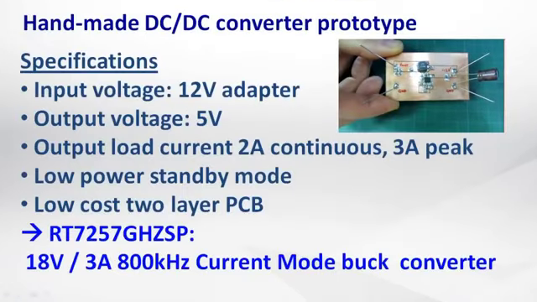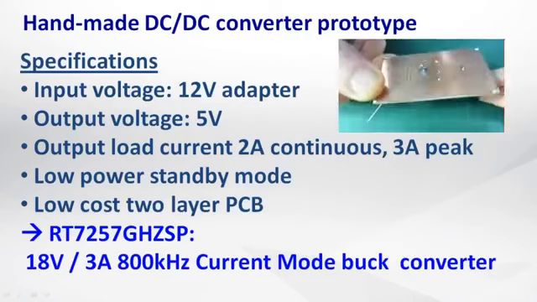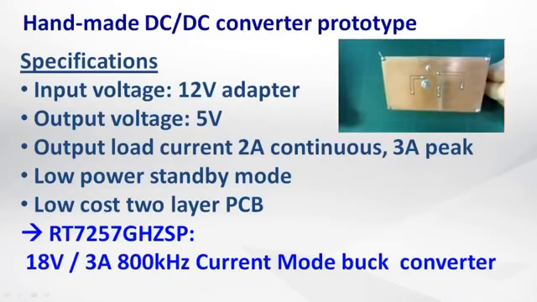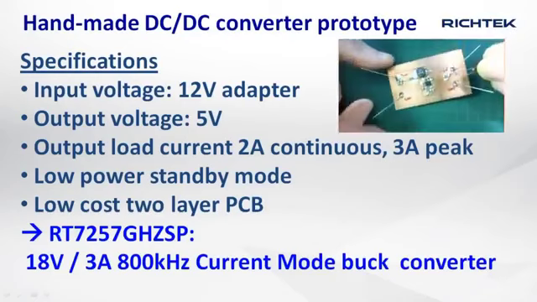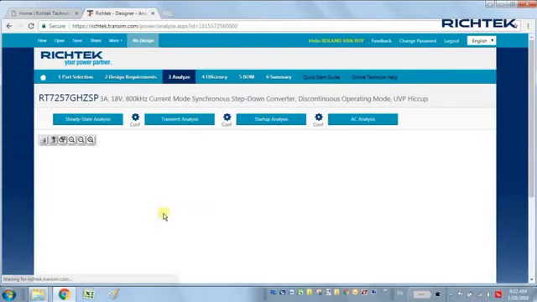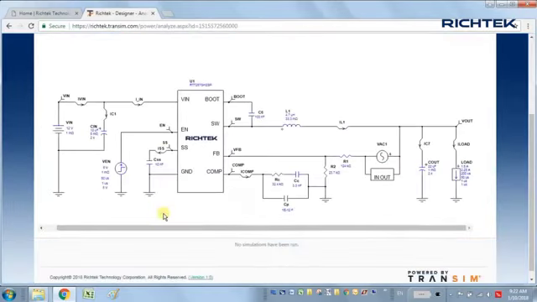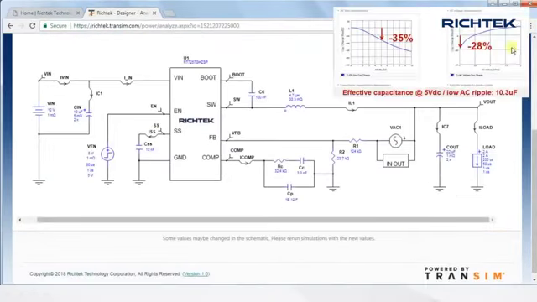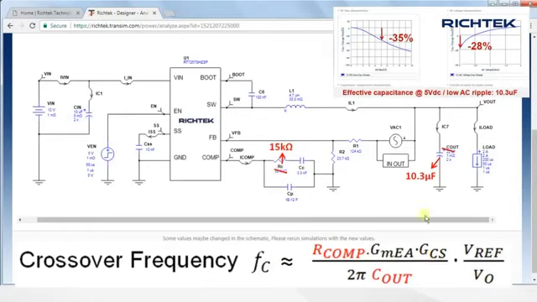Let's measure the loop gain and phase of the RT7257G 800 kHz 5 volt 2 amp buck converter prototype that I introduced in the previous video, where I used Richtek's designer to generate the schematics and showed you how to adjust the compensation gain with respect to the effective output capacitance, basically to keep the crossover frequency around 1/10 of the switching frequency.